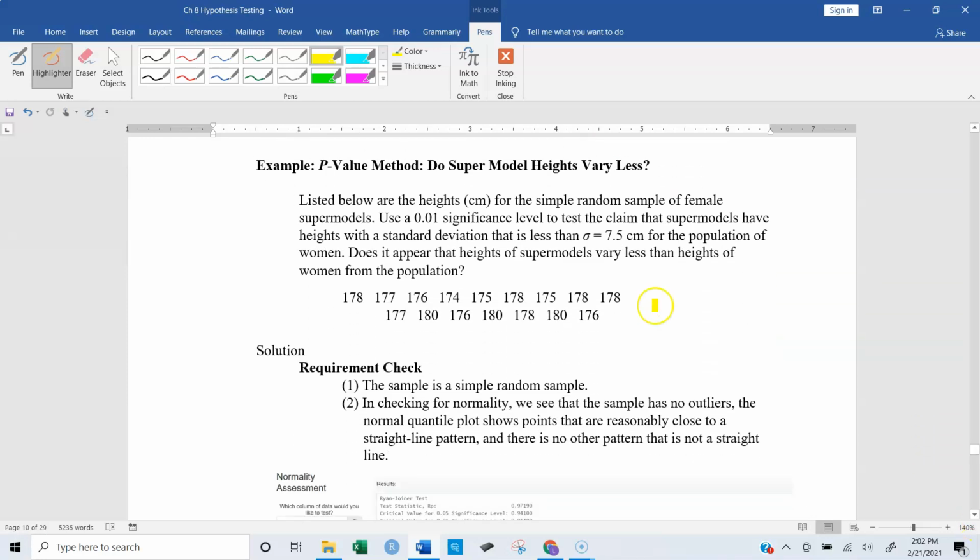All right, we're going to do an example here. We're going to use the p-value method this time. Do supermodels' heights vary less than normal people? We have the heights in centimeters. We're going to use a 0.01 significance level. We're going to let our standard deviation be less than 7.5, which is what it is for a normal population. Does this appear to change for supermodels? This is the question we're asking: does it vary less? So we have our supermodel data. You need to type this into StatDisk, so pause and do that.